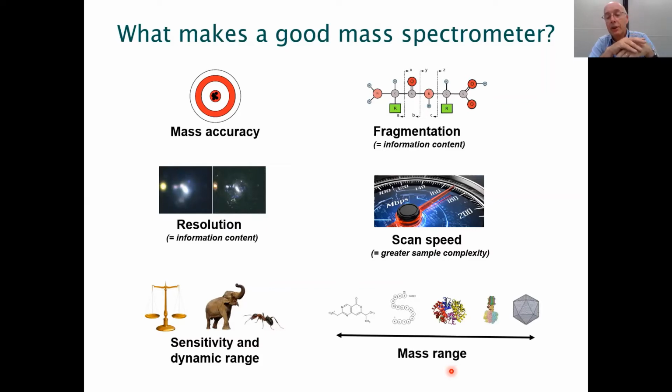And finally, you will need your instrument to operate over a suitable mass range. So I've indicated here we can operate with small molecules, peptides and oligonucleotides, proteins, whole proteins, multi-protein complexes, and finally macromolecular assemblies. And you may need your instrument to operate over this entire mass range.